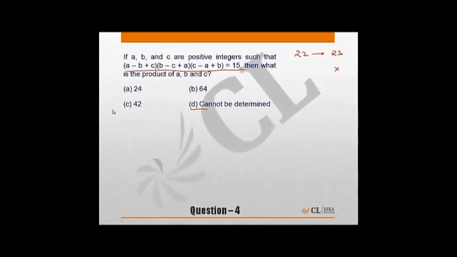But let's see why I am saying that. Let's try solving this question. Effectively I can say A minus B plus C, let me say this is P, this is Q, this is Q, this is P, and this is R. Effectively we are saying P, Q, R is equal to 15. So what are the 3 numbers which can be multiplied to give us 15? It could be 1 into 1 into 15. It could be 1 into 3 into 5.